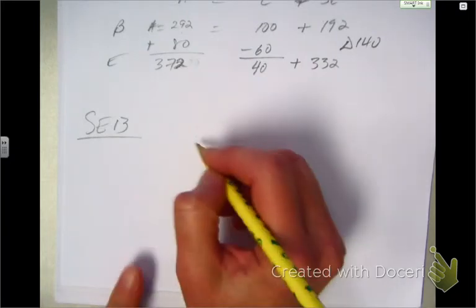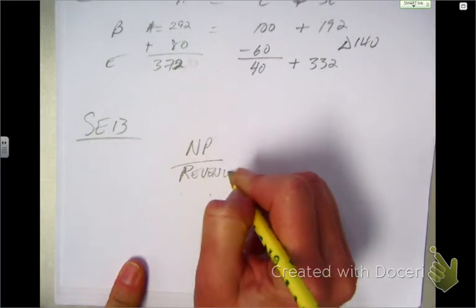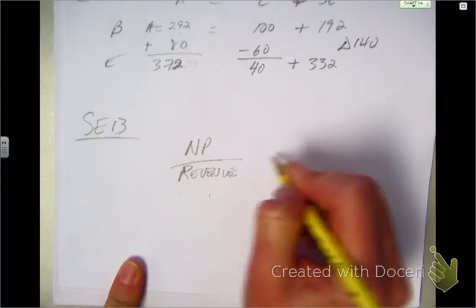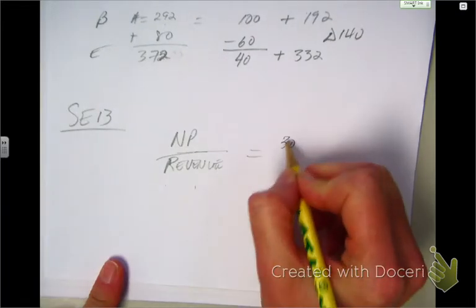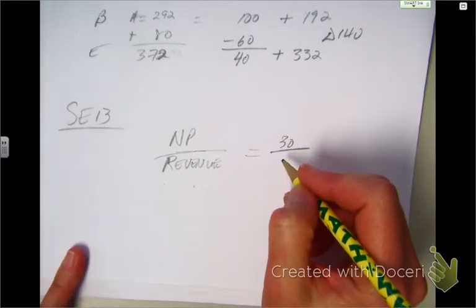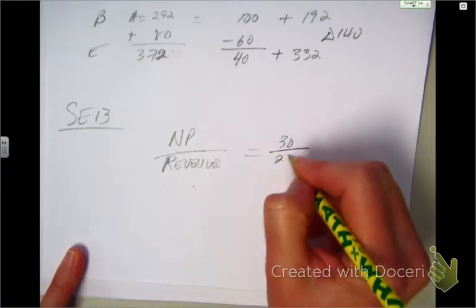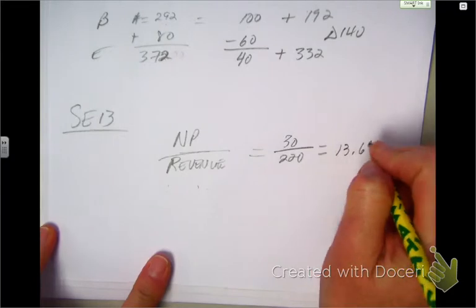Net income or net profit over revenue. I think it was one of the last things in your note packet. So what's the problem here? What's net profit? 30,000. Again, I'm going to omit zeros because it doesn't make a difference if we eliminate them on both. 30,000 over, and what was the revenue? 220. So what's my net profit margin? 13.6%. Okay, I'll go with that.